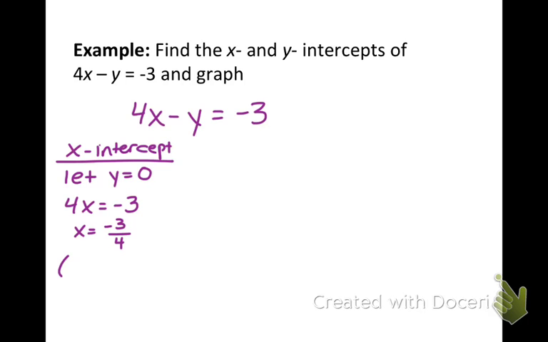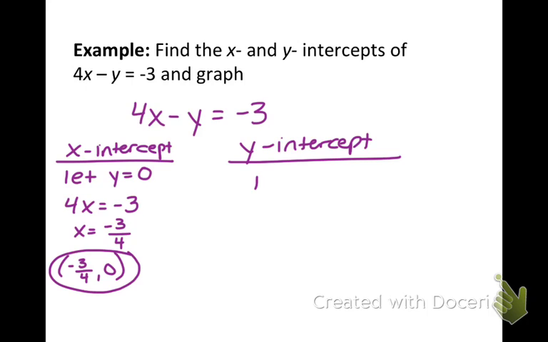Good. Not negative 3/4, 0. Is that what you said? Yeah. So my x-intercept, I want my answer written as an ordered pair, negative 3/4, comma 0, would be the point where the line crosses the x-axis. Now let's do the same thing for the y-intercept.